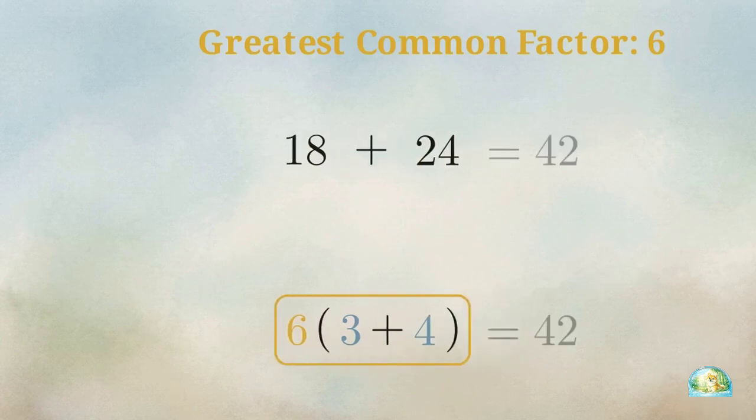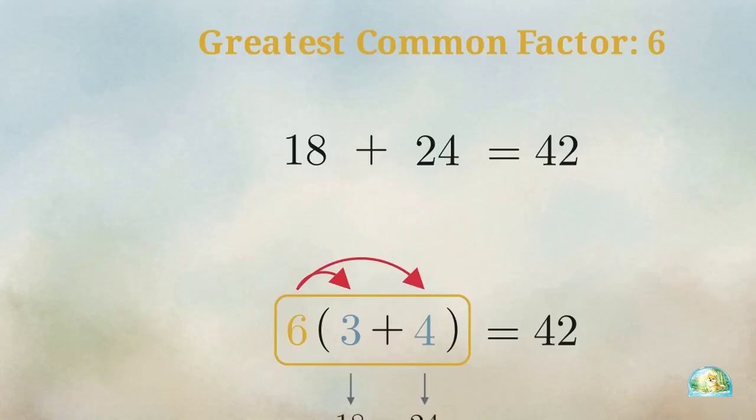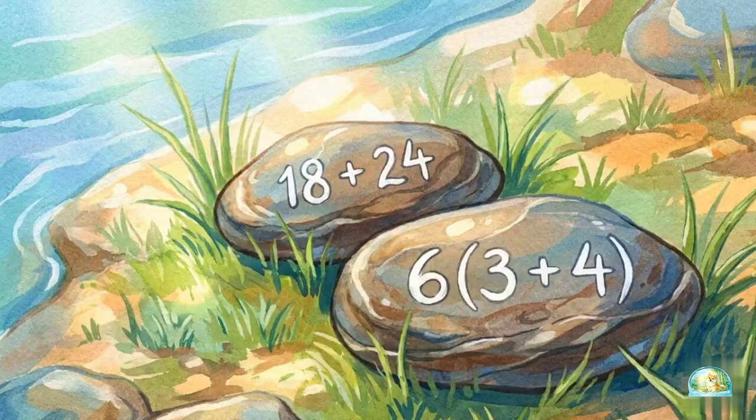The total value is still 42, but the structure has changed. Try multiplying that 6 back into the parentheses on your own to see how it returns to 18 and 24. By using the distributive property, we've taken a simple sum and exposed the shared factor that was hidden inside it.